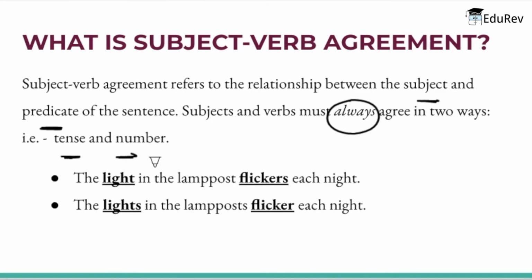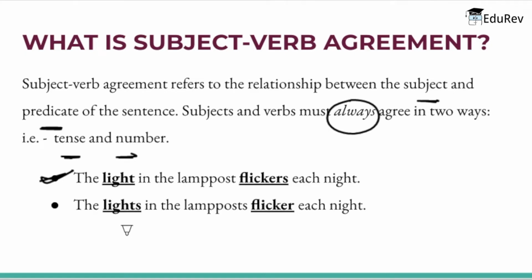For example, in the first sentence, that is, the lights in the lamp post flickers each night. Now in this sentence, the subject light is singular. Therefore, the verb that describes the action of the subject must also be singular, that is flickers. Now if the subject was plural, the verbs would have to change form to agree with the subject.